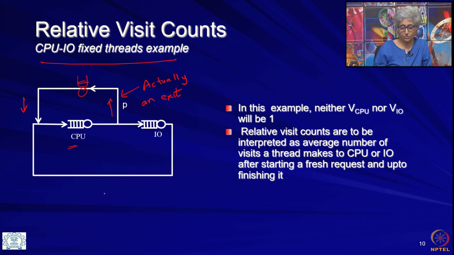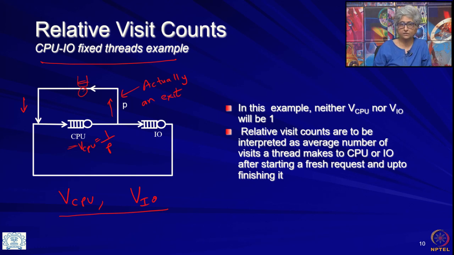Just as a peep into that, we can calculate, based on the structure of the queuing network here, that VCPU is actually going to be 1 by p, okay. So we can use this 1 by p as a given, and then we calculate VIO with respect to VCPU. On the other hand, we can also just start with some given VCPU and some given VIO, and assume that this has been measured in the system directly. And in fact, that is what we are going to do in the rest of the analysis here. We are going to assume that VCPU and VIO is just given to us.